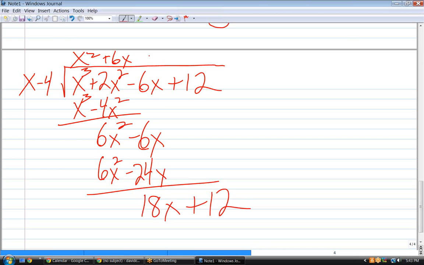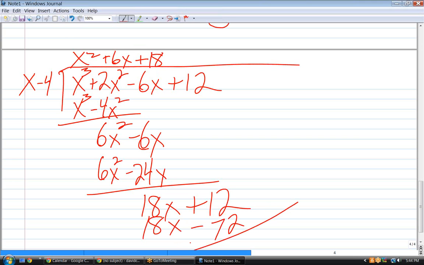And then you need plus 18. Because remember, when we multiply this by that, we've got to get that. Let's go ahead and multiply that in case there's a remainder. And there is. So what's the remainder? 84. Okay. And the remainder is 80.